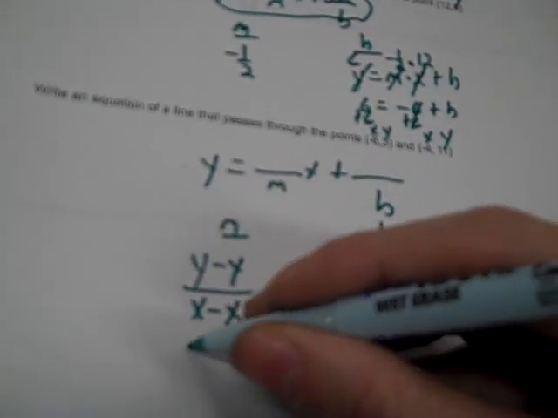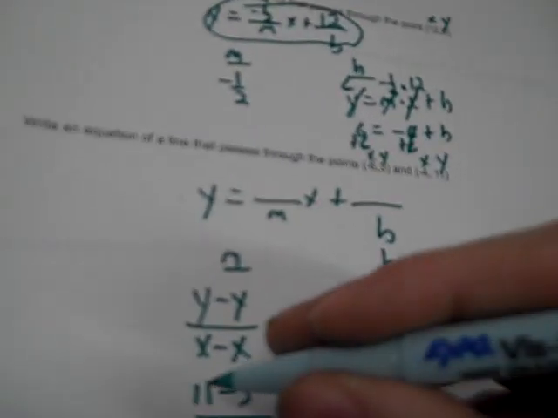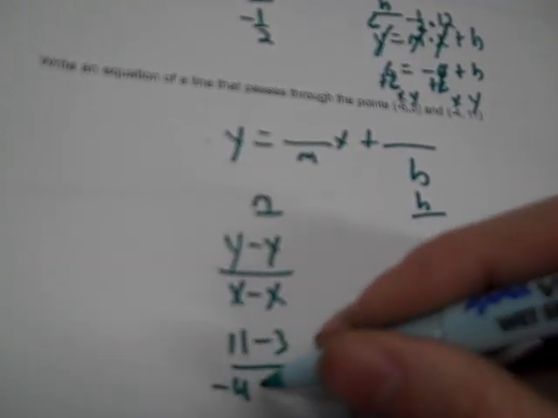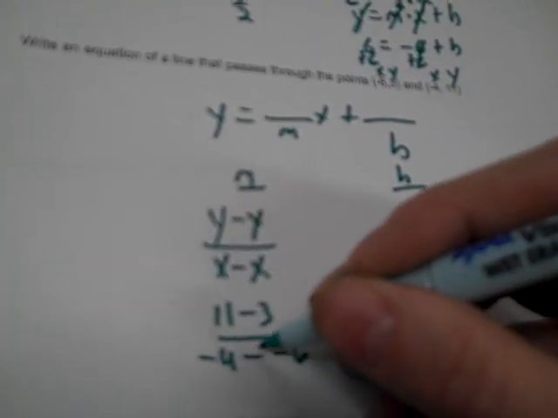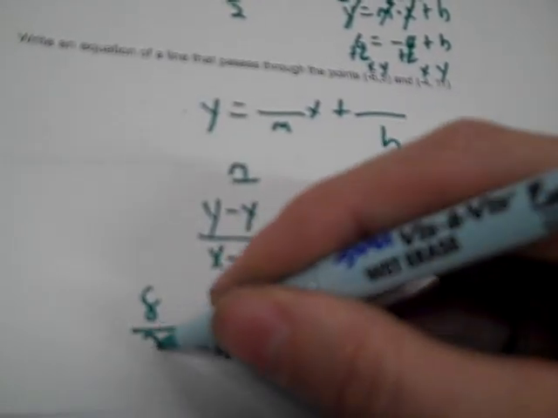So what are my y's? 3 and 11. You can go 11 minus 3 or 3 minus 11. I'll go 11 minus 3. But if I do that, then I need to go negative 4 minus negative 6. Now, if we're subtracting a negative, we want to go plus, plus. So that's 8, and then that's 2, and then 8 divided by 2 is 4.